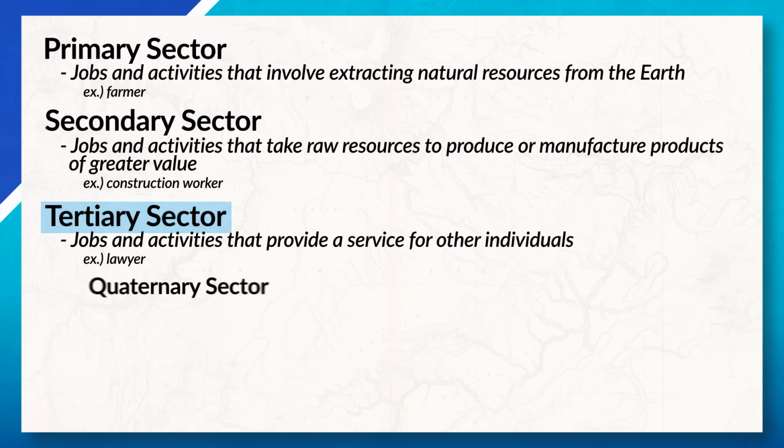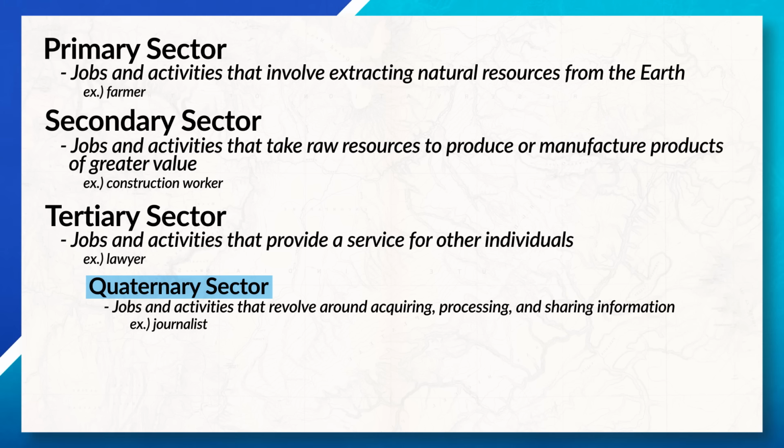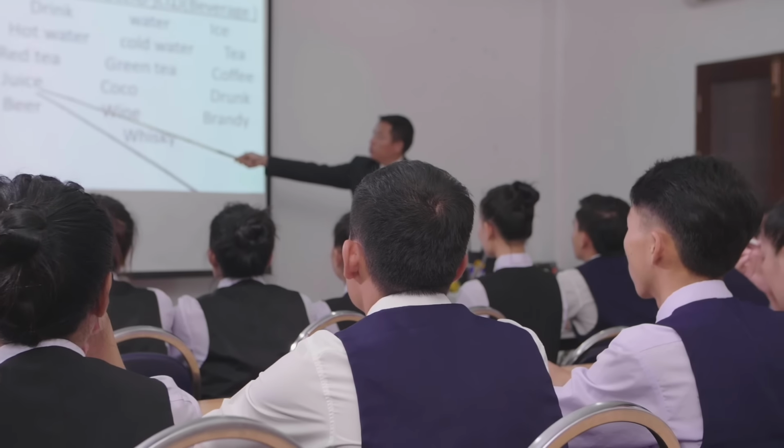The first one being the Quaternary Sector, which consists of jobs and activities that are all about acquiring, processing, and sharing information. Located in this sector would be teachers, professors, journalists, people in finance, insurance, or other industries that are centered around information collection, processing, and distribution.